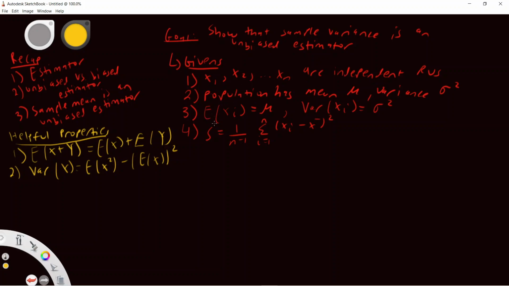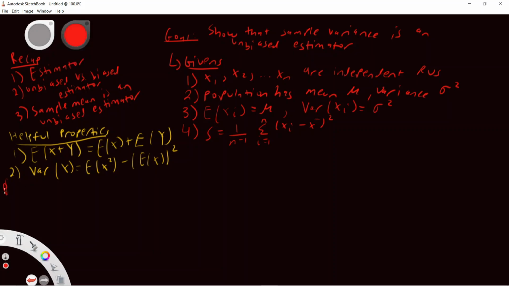We've also established a basic intuition as to why the expectation associated with the random variable x sub i is equal to mu and the associated variance is sigma squared. And we've also introduced, from our previous video, that the sample variance is 1 over n minus 1 times the summation from i equals 1 to n of x sub i minus x bar squared, and we recalled some helpful properties of expectation. So now we have everything we need to carry out the proof.